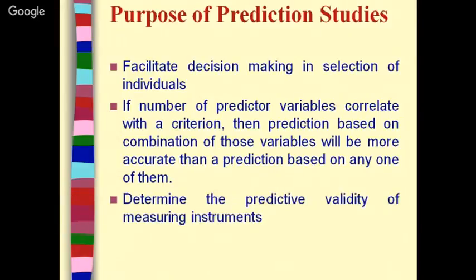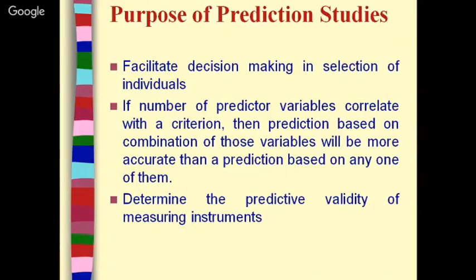So they also help us determine the predictive validity of the measuring instruments, wherever standardized tests are there. Say if you take a scholastic aptitude test, that is a standardized test. There are differential aptitude tests for space relations, abstract reasoning, like that. So there also we go for finding the validity. Such studies are used for prediction.